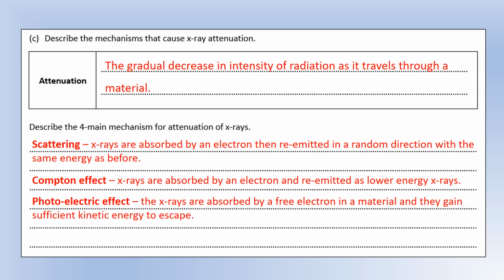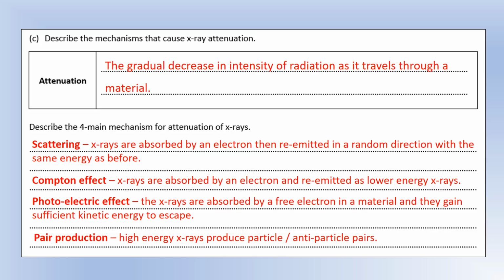Then we have the photoelectric effect. So a free electron in some material absorbs the X-ray and gains enough kinetic energy to escape. And this is the main mechanism for attenuation in medical X-rays. And the final one is pair production, where the X-ray produces a particle or an antiparticle, so maybe electrons, positrons, that kind of thing. So these are the mechanisms for attenuation.